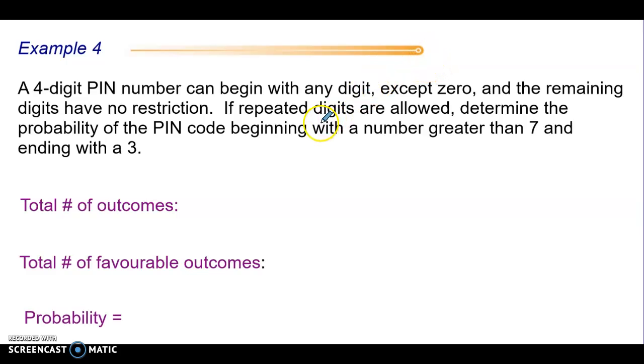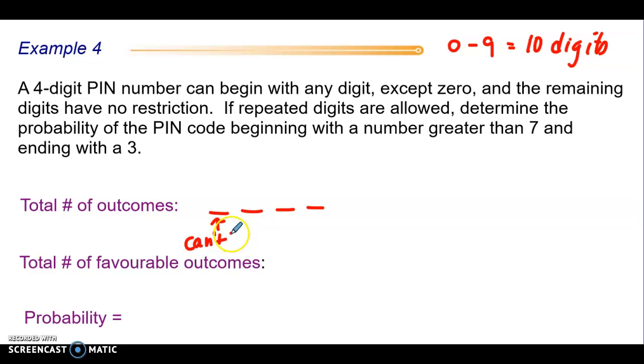So first of all, we are going to look at our total outcomes. We're looking for a 4-digit PIN. We're looking at digits from 0 to 9, so there are 10 possible digits to choose from. We are told, however, that this first digit cannot be 0. So instead of 10 digits we can choose from for this first position, there are 9 digits that we can choose from. We are also told that repeated digits are allowed.